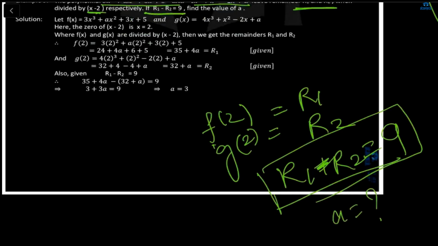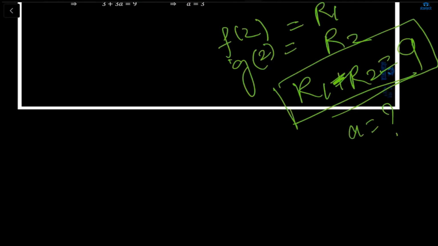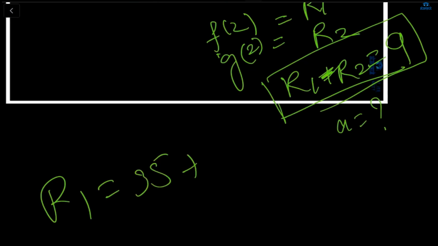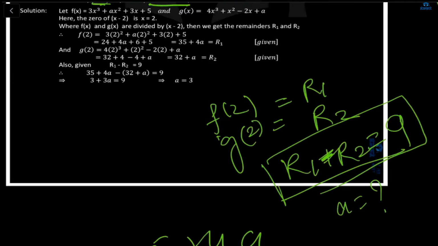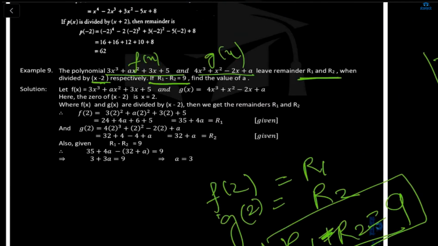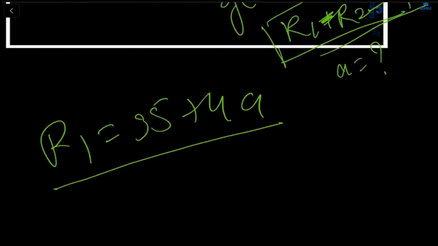Understood? Ma'am, but in the example when I found the value for R1, it can be further simplified, like 35 plus 4A equals 0, so 4A equals minus 35 and A equals minus 35 by 4. See, Shazan, sometimes you go too much extra. You have found the value of R1 as 35 plus 4a, and now you are saying that you can simplify more. It is given to you in the question that R1 minus R2 is 9. So when you have got the value of R1, why are you ready to simplify?